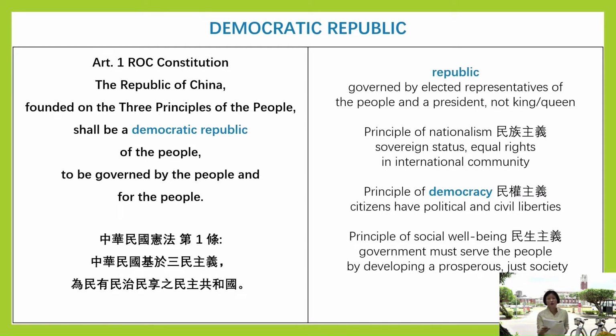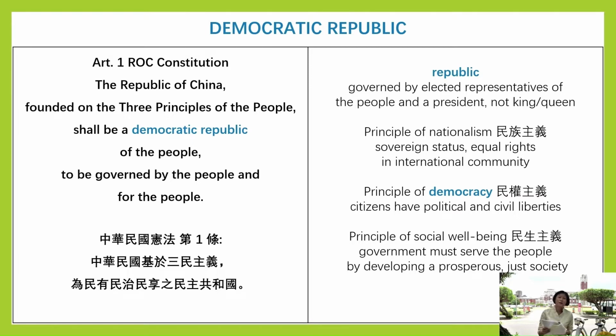What does democratic mean? Democracy is actually a Greek word, and demo means the people, and krasi means power. So the word democracy means the power comes from the people. So democracy is a form of government where all the power comes from the people.